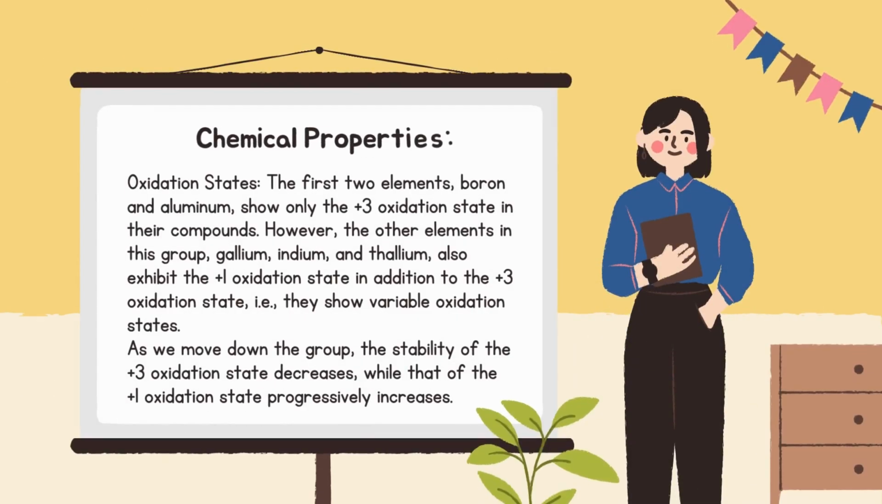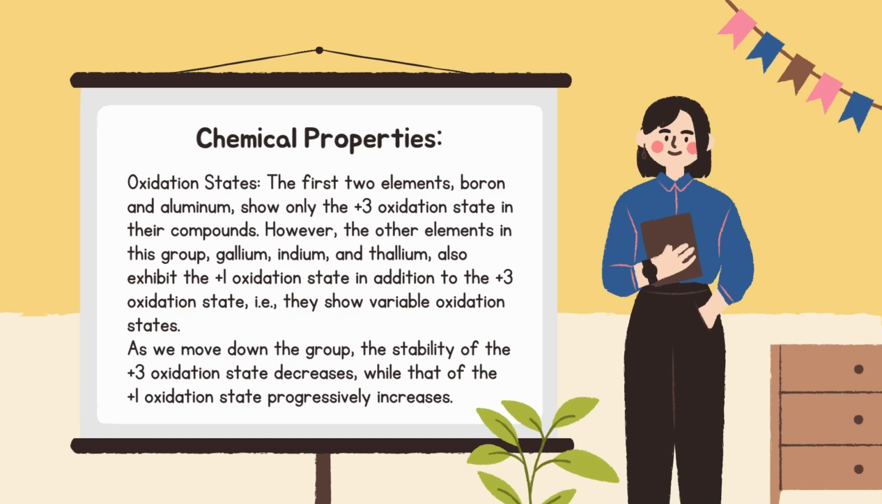Chemical properties, oxidation states: the first two elements, boron and aluminum, show only the +3 oxidation state in their compounds. However, the other elements in this group, gallium, indium, and thallium, also exhibit the +1 oxidation state in addition to the +3 oxidation state, i.e., they show variable oxidation states. As we move down the group, the stability of the +3 oxidation state decreases, while that of the +1 oxidation state progressively increases.